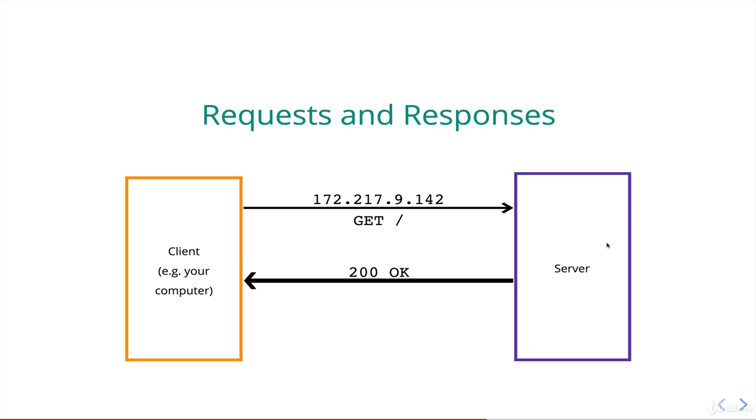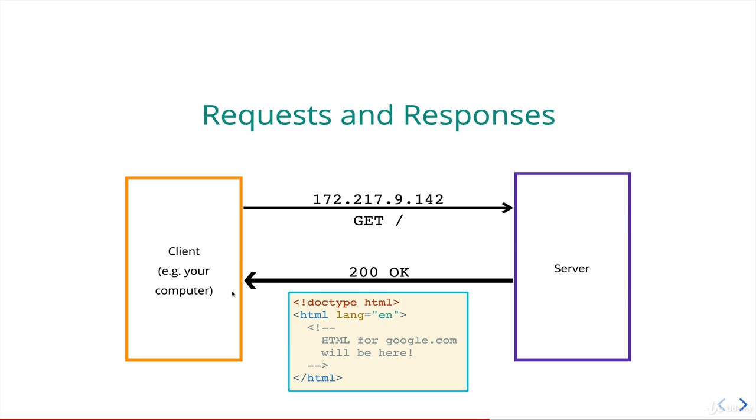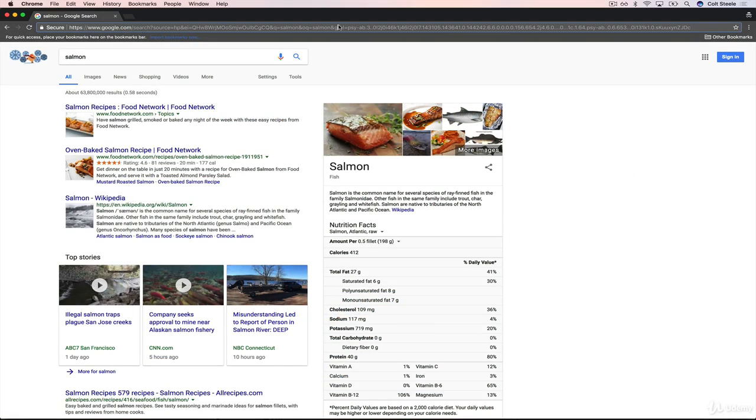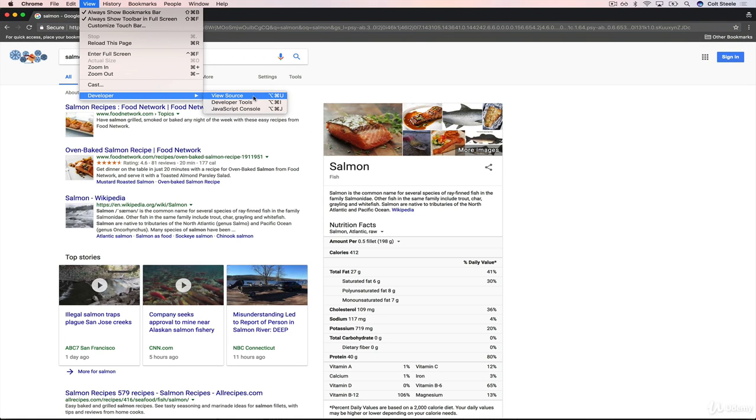So the last step, the server sends something back in that response, which is called the response body. And this is HTML. We're not going to talk about HTML other than the fact that it is what is sent back to your client and rendered in your browser. So if I hit enter again, I'm searching for salmon. I'm going to go to view, developer, view source. As soon as it loads, this is the HTML, this massive thing that is sent back from Google's server. So this is what is sent across the tubes between my computer and Google's server.